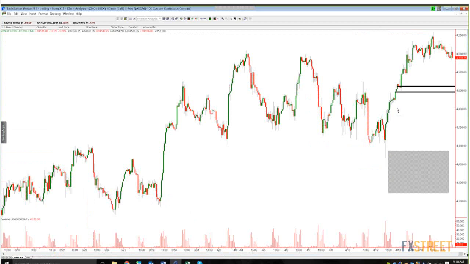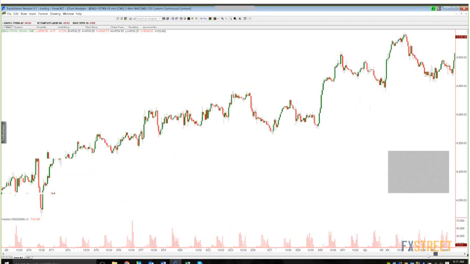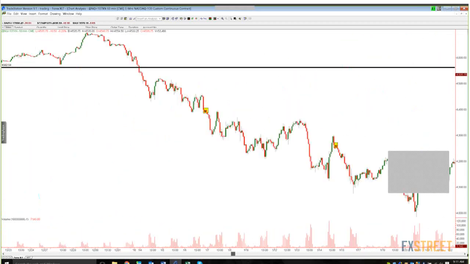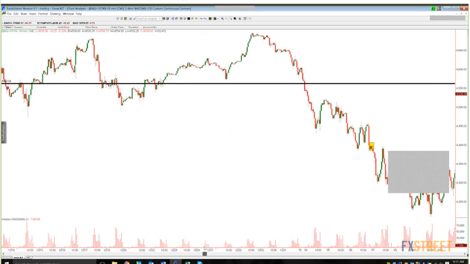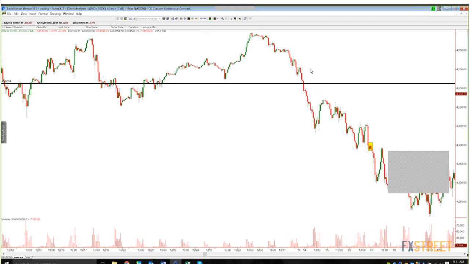Okay, put some horizontal lines here across the top. Right, and you'll see as we get up to close to 4,600, there's some supply. You kind of hit supply after supply after supply. Looks like we're falling from this area right here.